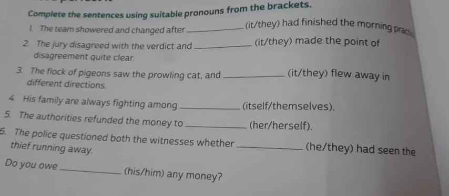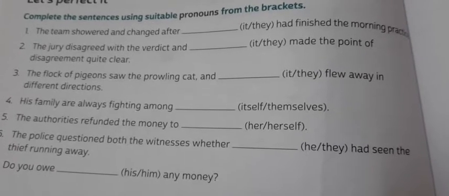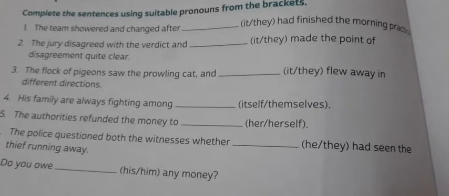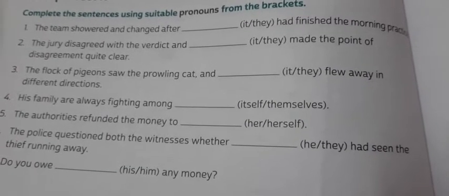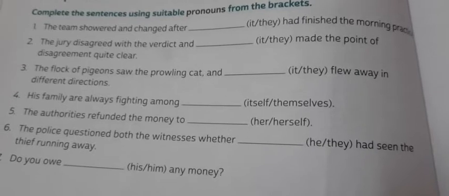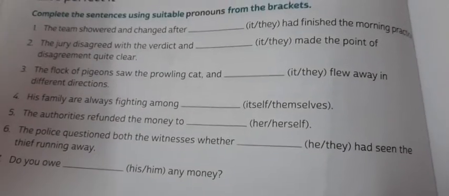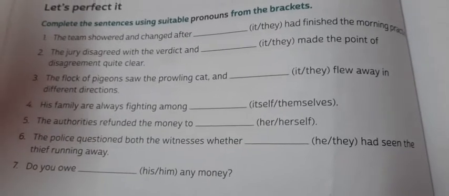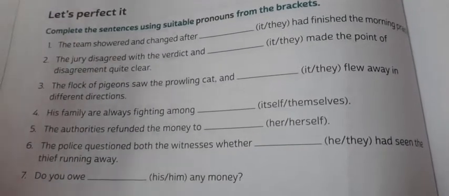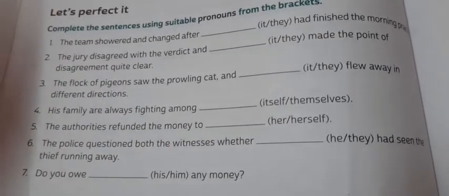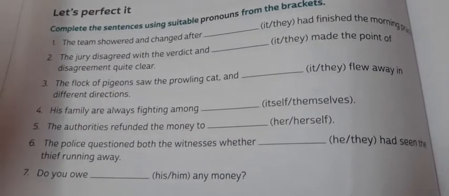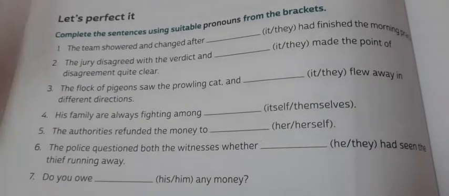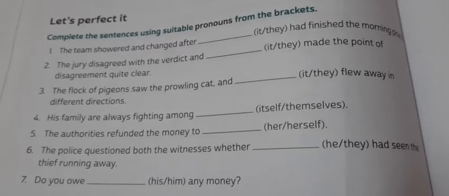The authorities refunded the money to her. The authorities paid it back to her, not herself, because the action is received by another person. So the answer is her. The police questioned the witnesses whether they had seen the thief running away. A witness is a person who saw something and reported it to the police; one is a witness, plural is witnesses. So witnesses, whether they had seen.